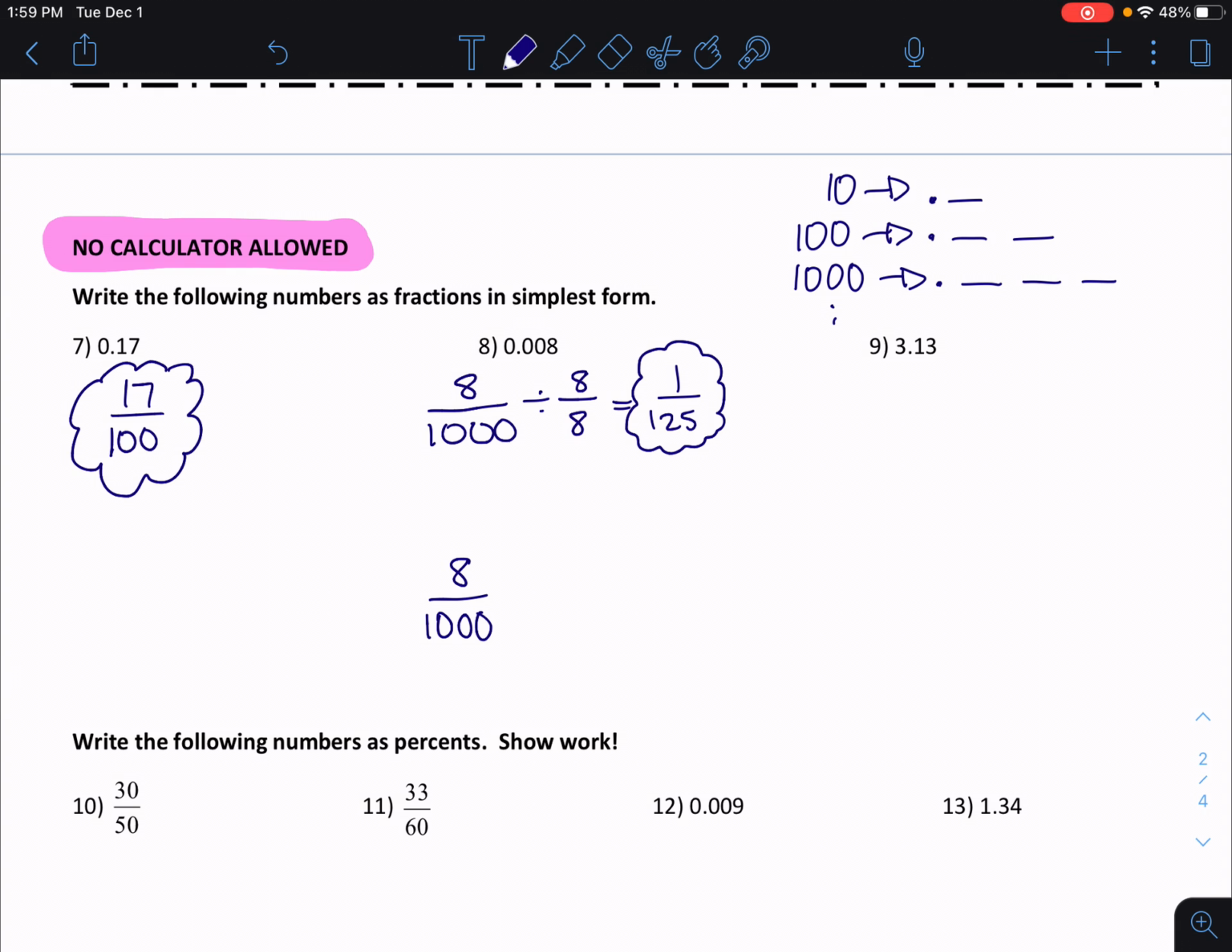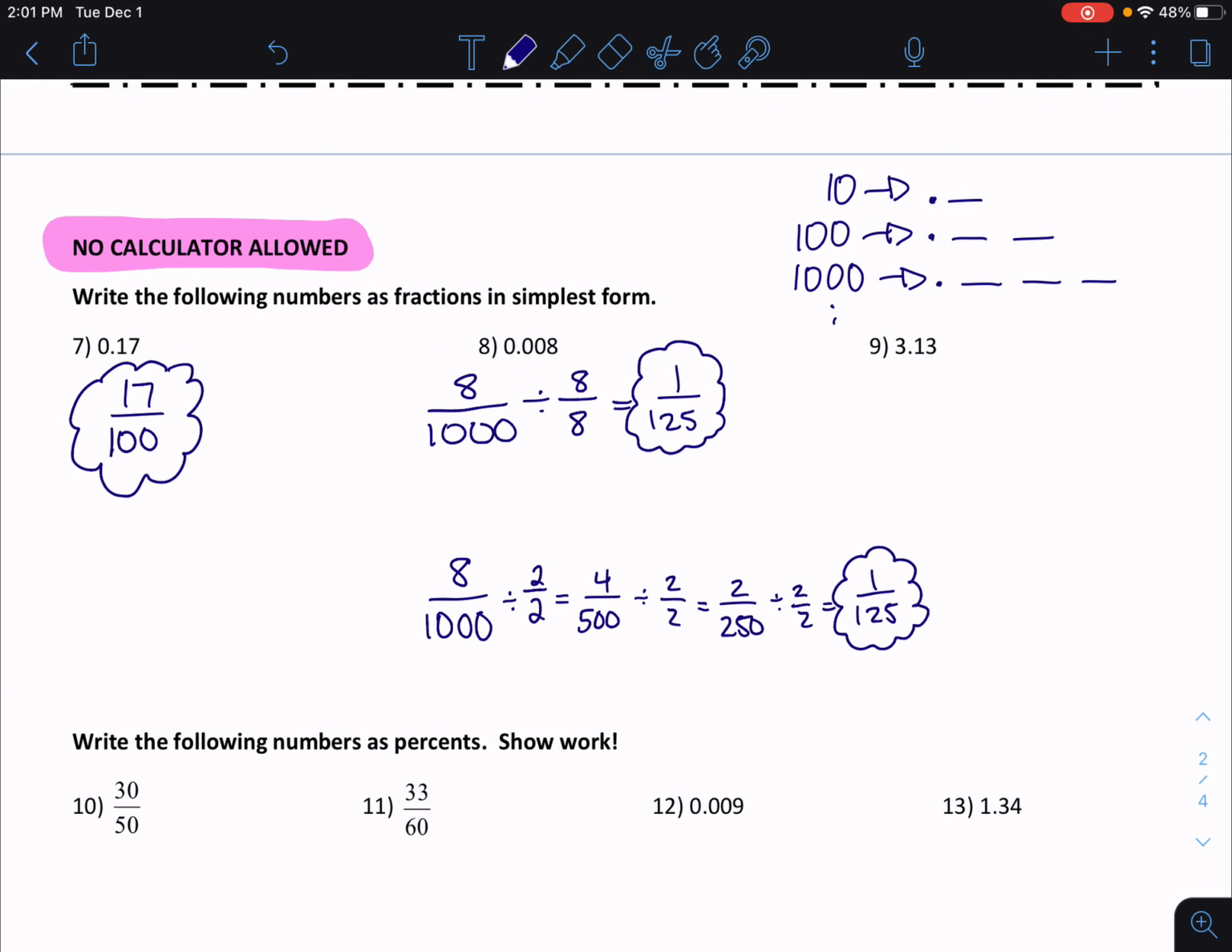If you didn't know that 8 and 1,000 had an 8 in common, you can simplify a little at a time. So, for example, I know that 8 and 1,000 are both even numbers, so they both have a 2 in common. So 8 divided by 2 is 4, and 1,000 divided by 2 is 500. Now when I look at 4 and 500, I know that those are both even, so I can divide by 2 again. 4 divided by 2 is 2, and 500 divided by 2 is 250. And then when I look at 2 and 250, again, I see that they're even. So I'm going to divide by 2 one more time, and I get 1 over 125.